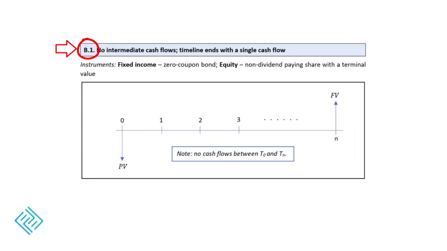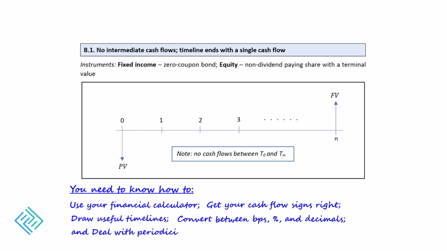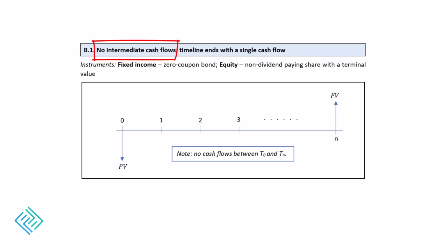This video is numbered B1, which means that it is the first and also the simplest timeline that you will encounter in TVM. To an extent, I assume that you have already developed the basic skill set covered in Part A, although I will explain one or two of those issues again here. This TVM scenario is identified on the basis that it has no intermediate cash flows. Typical examples of instruments with this cash flow pattern are a zero coupon bond or a non-dividend paying share with a terminal value.